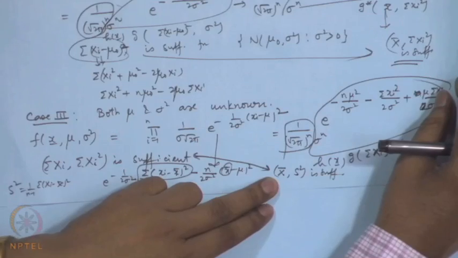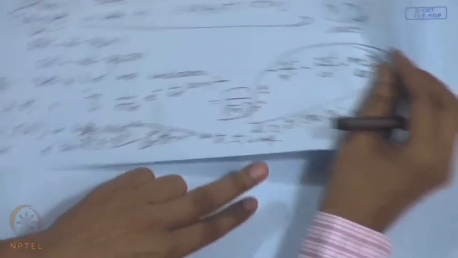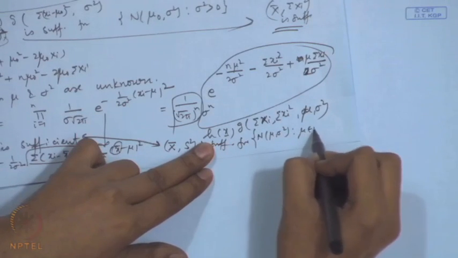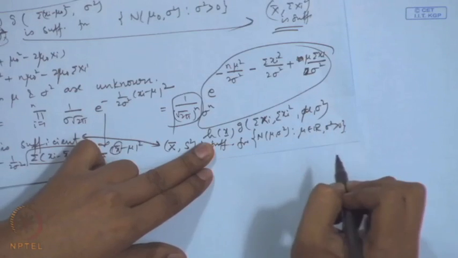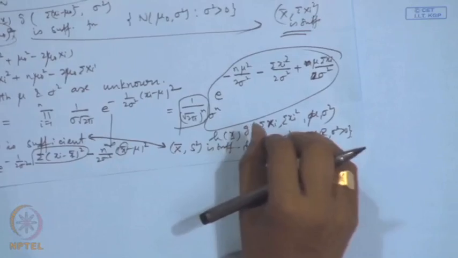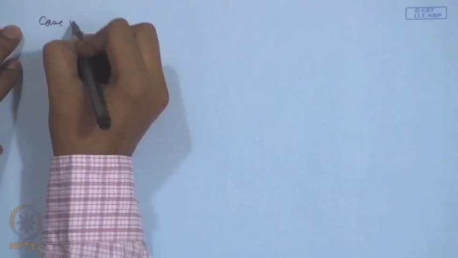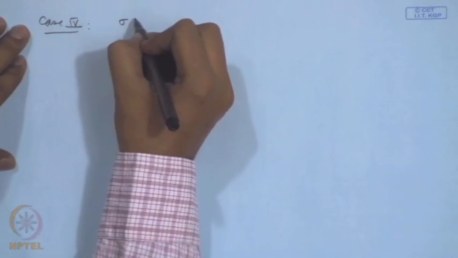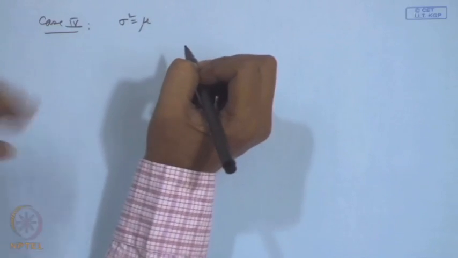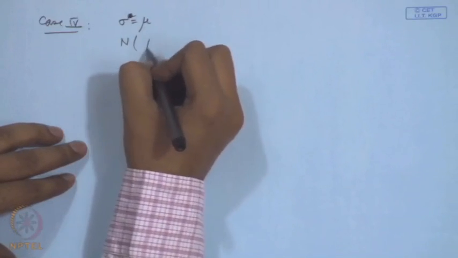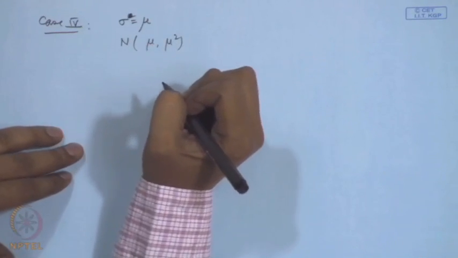Now, many times we use it as a misnomer that x bar is sufficient for mu and s square is sufficient for sigma square. Actually, we have to say this is sufficient for the family normal (mu, sigma square), mu belonging to R and sigma square greater than 0. I will just explain this discrepancy that may occur if we do not maintain this family here. For example, I take another case, say sigma is equal to mu, then what happens to the density? The distribution is normal (mu, mu square).